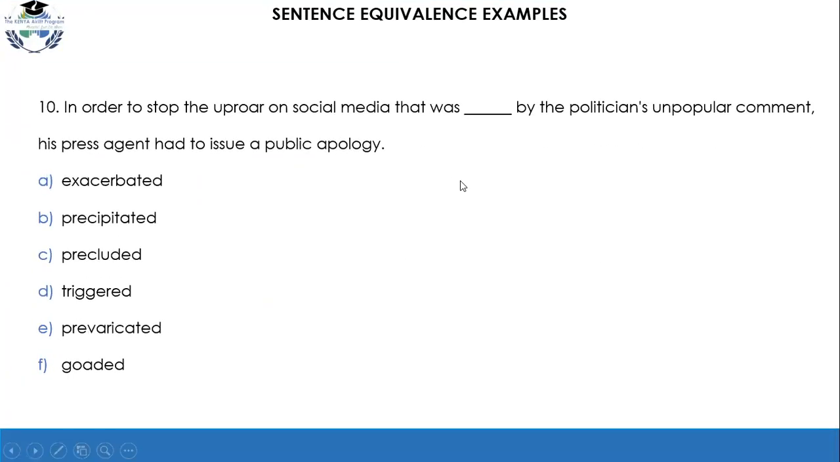We have, I think, what will be our final example for today. Let's look at this. In order to stop the uproar on social media that was blank by the politicians' unpopular comment, his president had to issue a public apology. Right, so let's think about this question. I need to hear some opinions, maybe one or two. So what do you think about this question? Understand this question and then tell me what you think about it. What are you thinking about when you read this question? Which word stands out for you? Let me get some ideas.